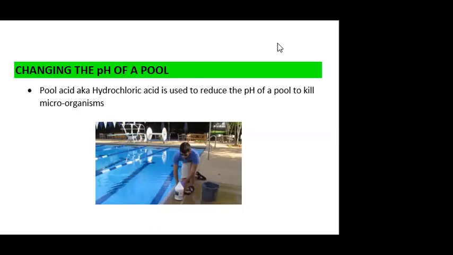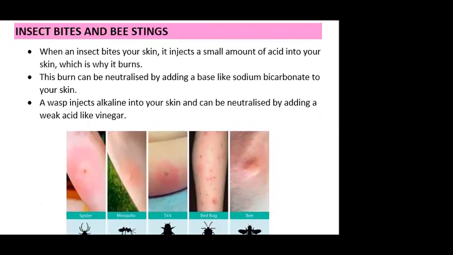People pee in public pools, so chlorine is added in order to kill off the microorganisms like E. coli. E. coli is the microorganism, the bacteria in your feces, right? If you come into contact with E. coli, you could develop cholera, which is a horrible disease. You vomit until you have nothing left. You're so dehydrated, right? That's why we need to protect our pools by adding chlorine.